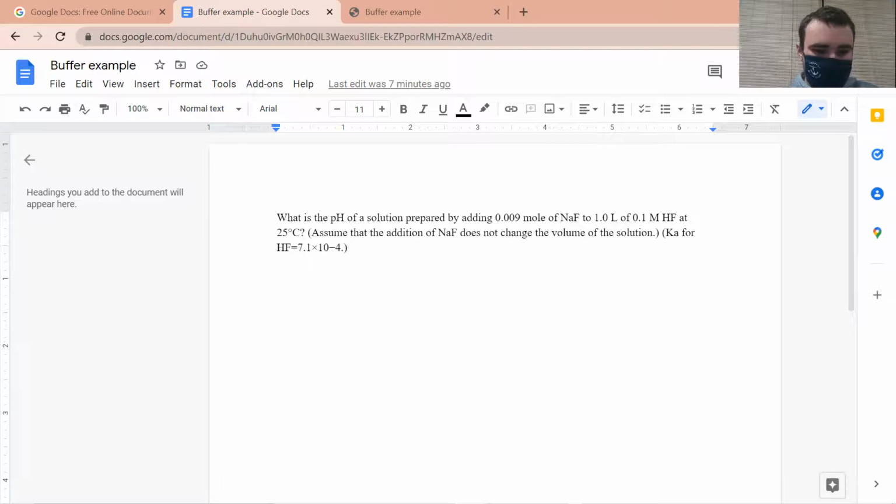Right? And this is the base. So what this means is that this is going to take this one. So the water is going to take the acid's proton, or H, and add it to itself. So the new equation will look like this, right? So this loses its H and becomes F minus.